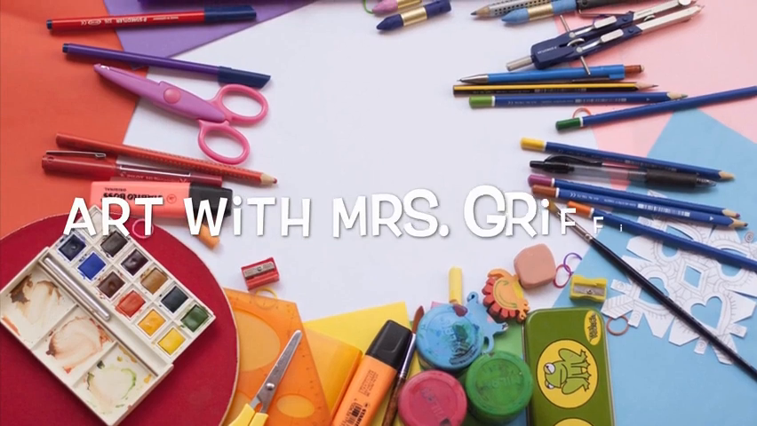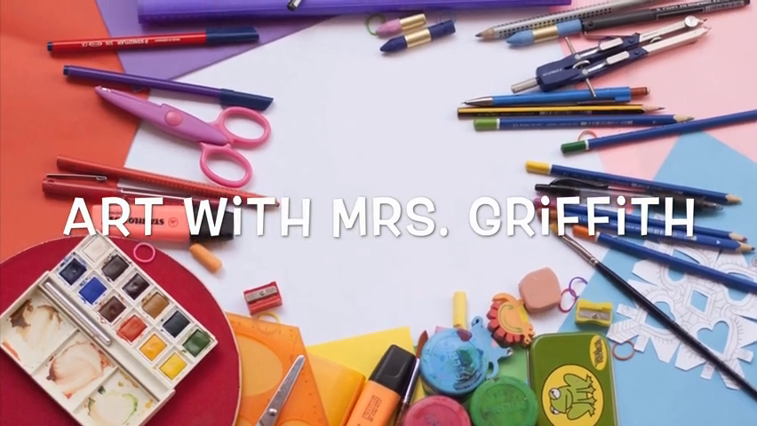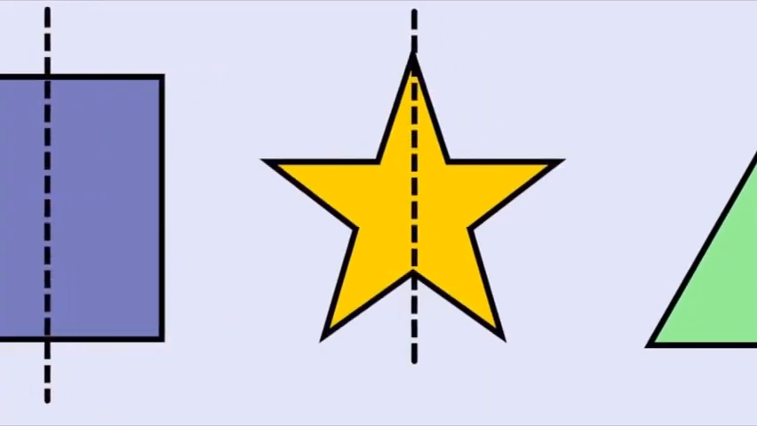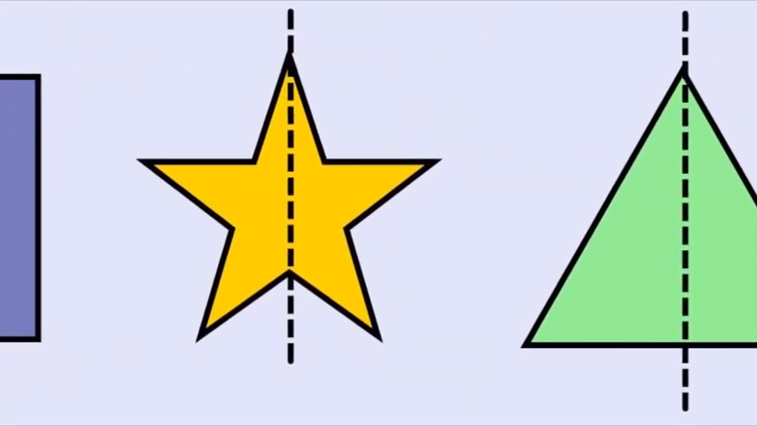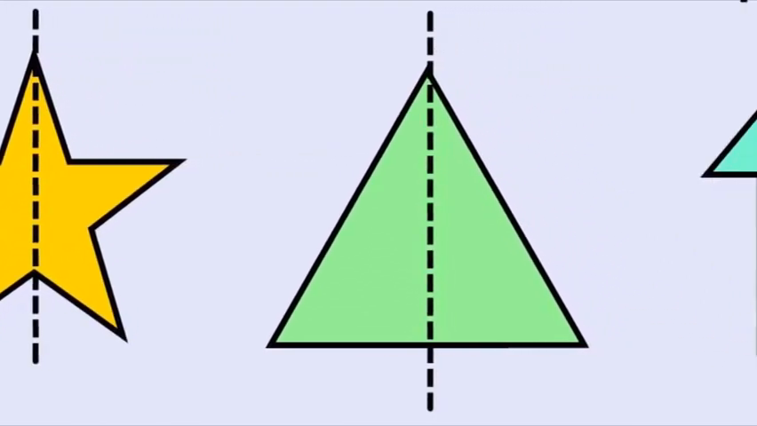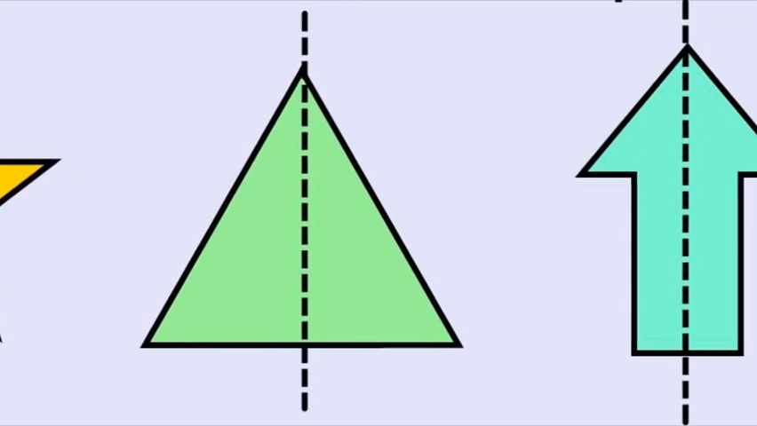And now for some news from our special area. Good morning, Bell Hall. Today we are creating a butterfly using symmetry. Remember that symmetry means that an object is equal on both sides, just like a butterfly's wings are the same on each side. Notice the line of symmetry, which is the dotted line on the shapes.